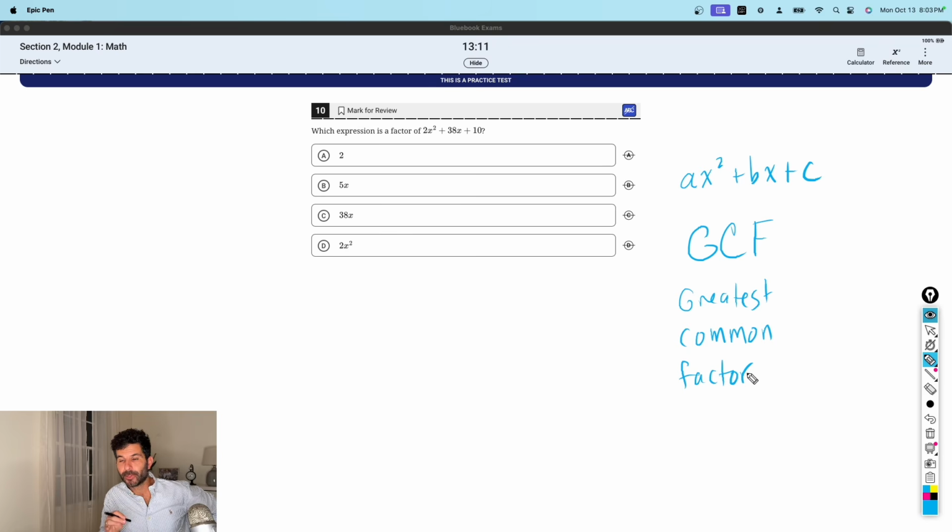And the fact that they're all even, we all know that every even number is divisible by 2. So I know that I can pull a 2 out. So I like A.